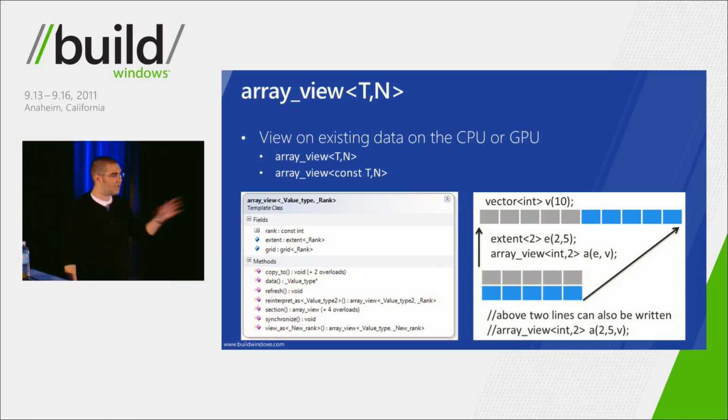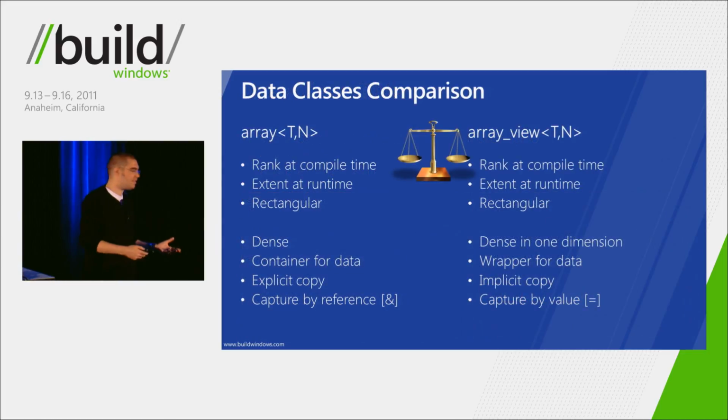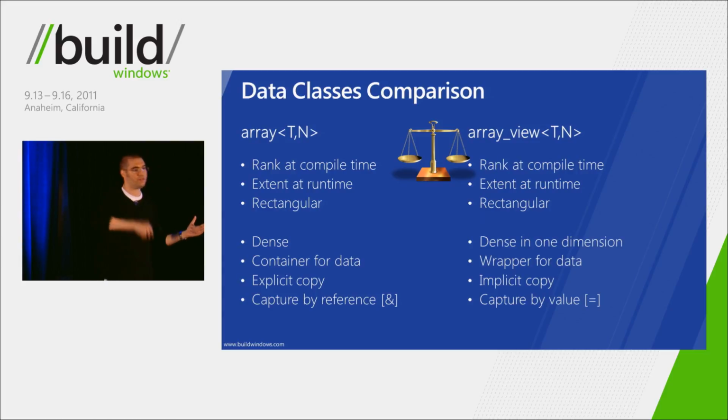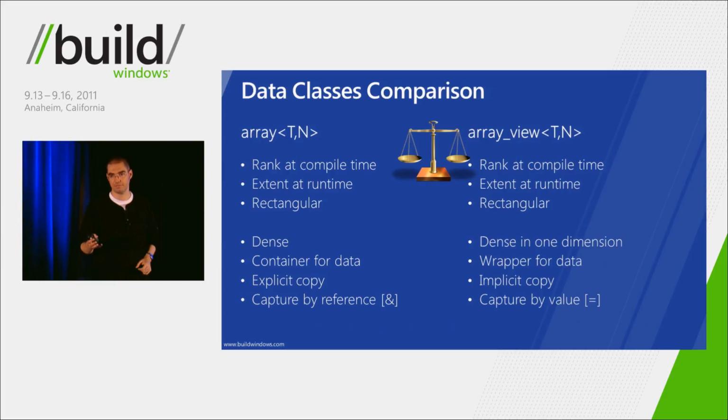So that's array and array view. And if you compare them, you see they have many similarities. I'm not going to read them out. You can do that yourselves. The one I want to focus on, which I've already covered really, is that one is a container for data. The other is a wrapper for data. With the array, you do explicit copies, and you have to know exactly when it's happening and deal with that. With the array view, they're implicit, on-demand copies.